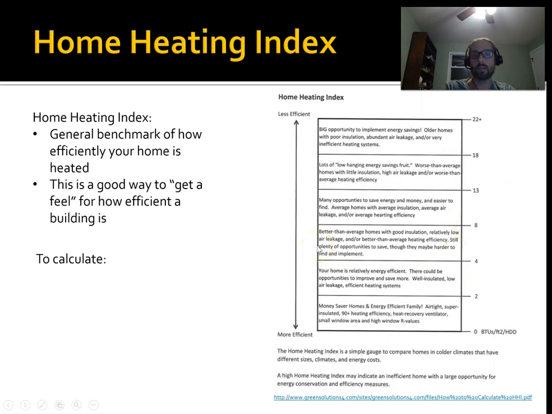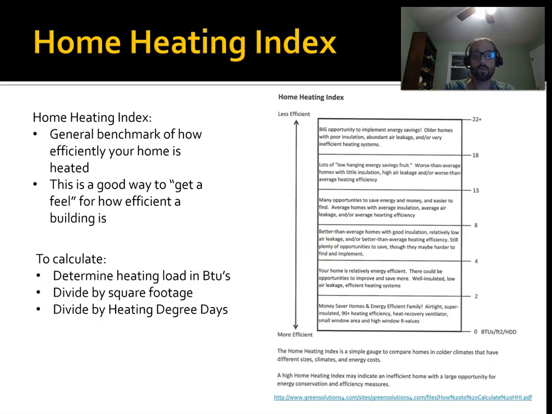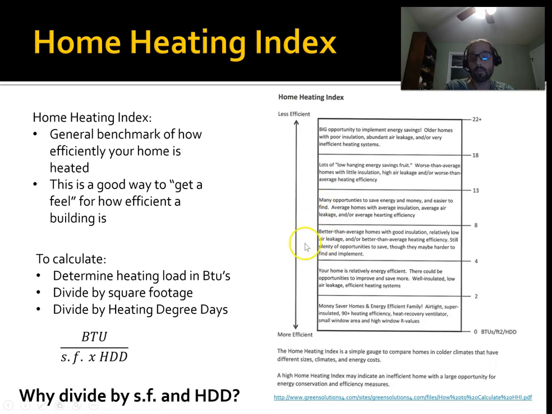Now, getting the numbers isn't necessarily simple, but once you get the numbers, they're pretty straightforward. All you do is determine the total heating load in BTUs. So not just the base load and not the seasonal load, but the total heating load. And you divide that by the square footage and the heating degree days. And that's it. So BTU of heating divided by square foot times HDD. I want you to think about why we would divide by square foot and HDD.